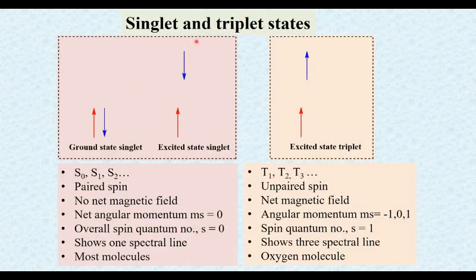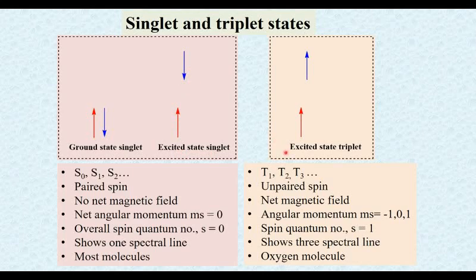What are singlet and triplet states? If the two electrons are paired, this state is called a singlet state. They can be at ground state singlet or they can be excited state singlet. But in both cases, their spin is paired. One is clockwise and the other is anti-clockwise.